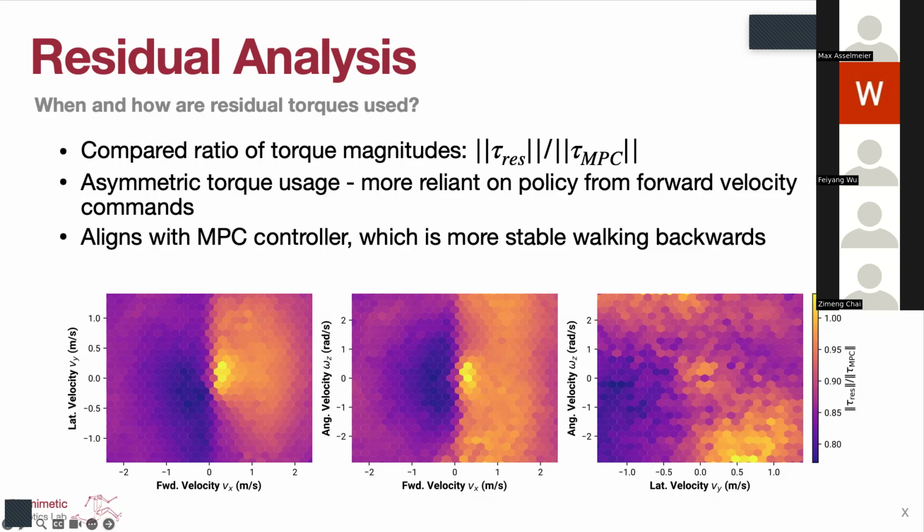So we already see some asymmetry. Like we use the residual torque more when we're moving forwards and less when we're moving backwards for the MPC plus residual policy. This is actually something we noticed for a pure MPC controller too. It's really good at walking backwards, more so than walking forwards. It can move faster backwards, which is interesting to see here. And we have this kind of symmetric across this diagonal for the angular velocities, which is just interesting to look at.